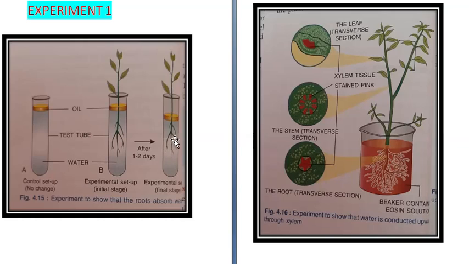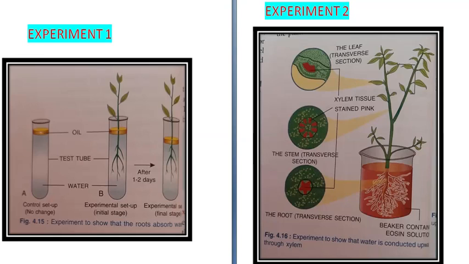So why does the water level fall? Because the water which was in the test tube was absorbed by the roots. Alright, so this proves that roots absorb water. So we'll take another experiment, the second experiment.